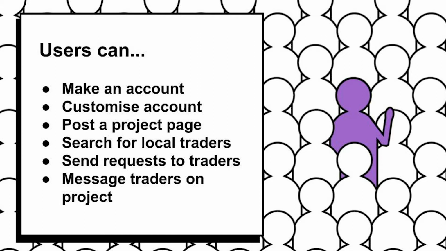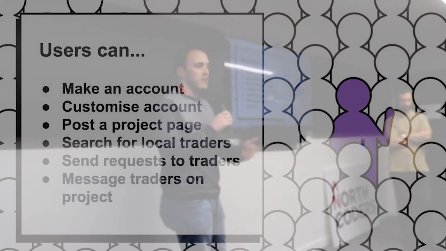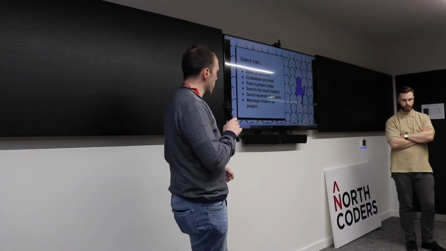They can post a project, so a house extension, for instance, and as you saw, it will allow them to search for traders in the local area, and it defaults to a 20-kilometer radius. So this is why we're trying to really pitch it at local traders. So it will default to a fairly tight-knit group. Once they've found some traders that they're happy to work with, they can send a request to them, and then once they've added them, they can start to message anyone else on the project.